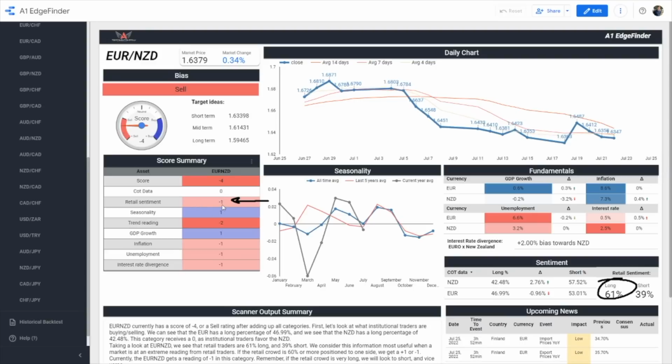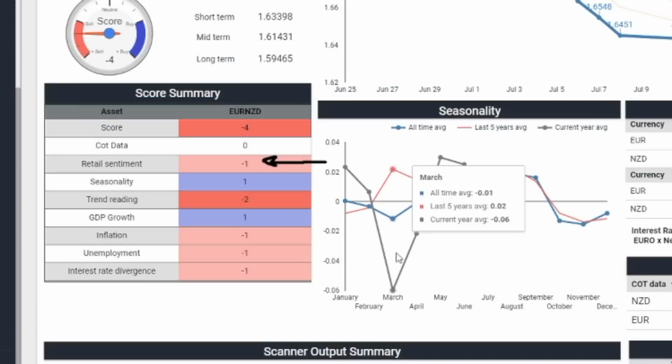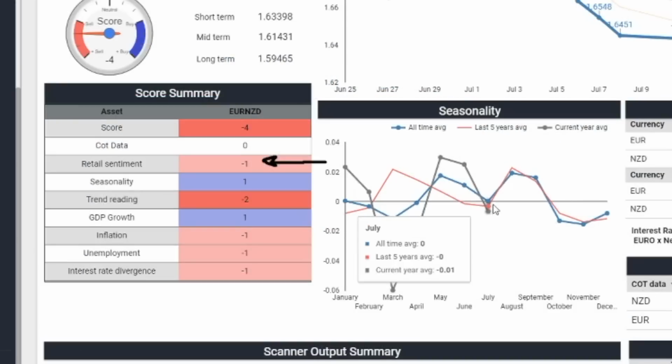on this currency pair. If you take a look at seasonality, this one's not really quite in our favor. In the month of July, it's a slight positive bend or positive bias towards the Euro NZD, though if you look at the red line here, that's going to show you that in the last 5 years, it's actually been slightly negative, so not a huge pull on seasonality.